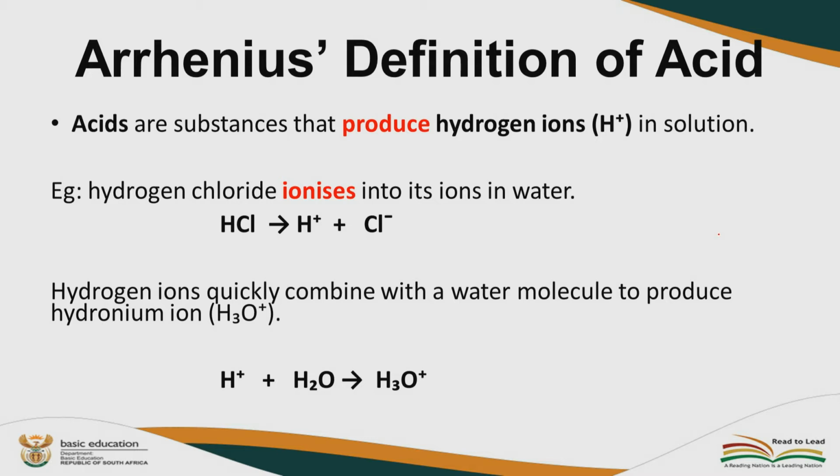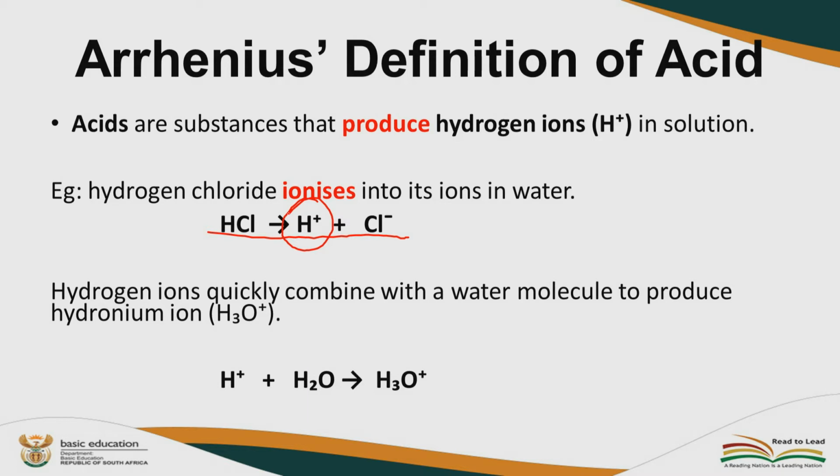Now, what are these acids and bases according to Arrhenius? Arrhenius says acids are substances that produce hydrogen ions in a solution. Meaning that, let's say we have hydrochloric acid. If hydrochloric acid ionizes into ions in water, we are going to find hydrochloric acid ionizing to H+, which is a hydrogen ion, and Cl-. So from this reaction, you can see that hydrochloric acid is an acid because it produces an H+.